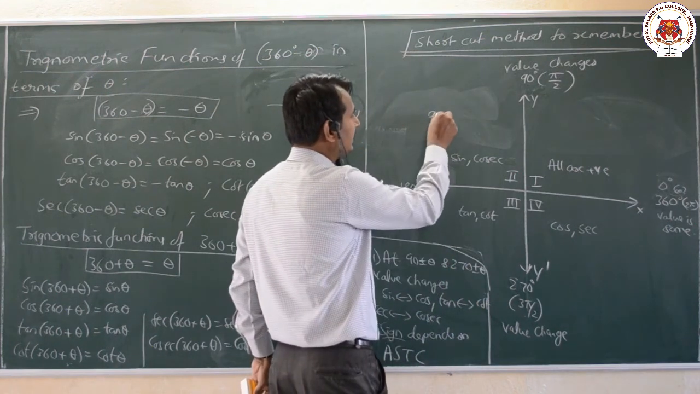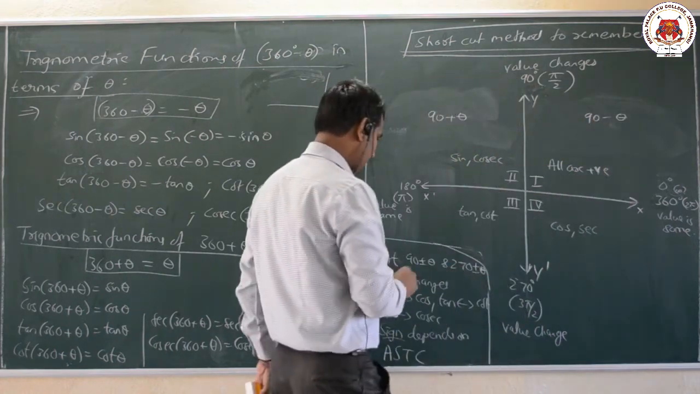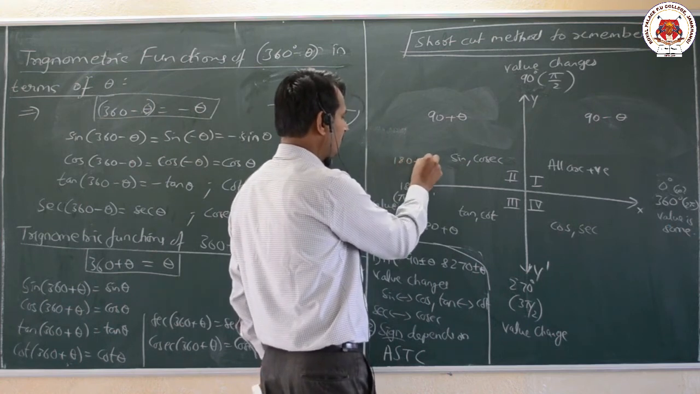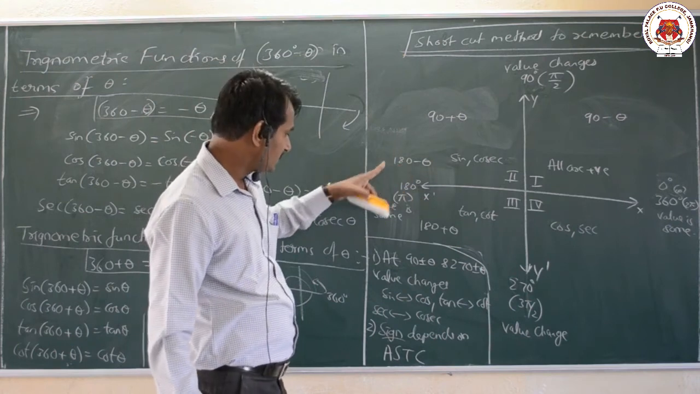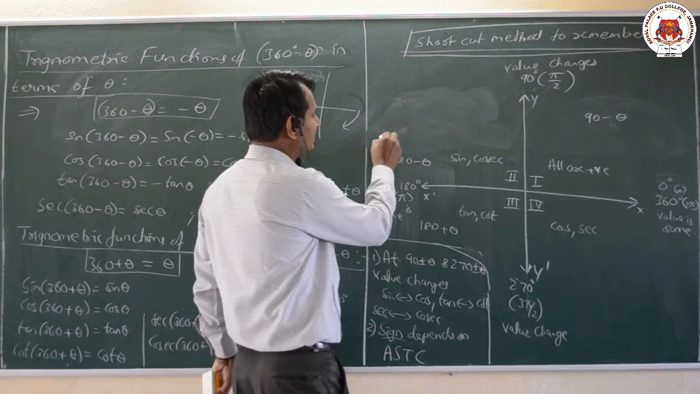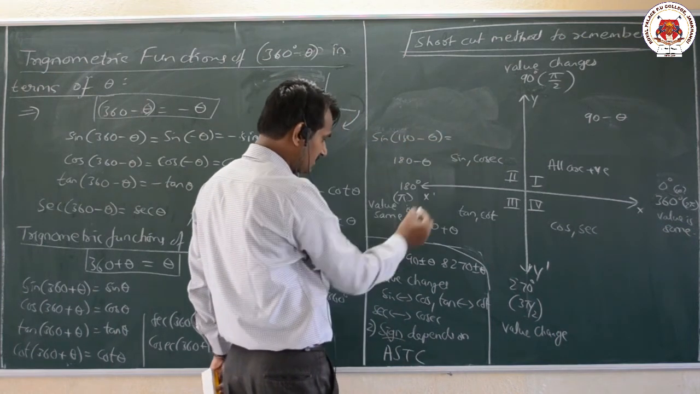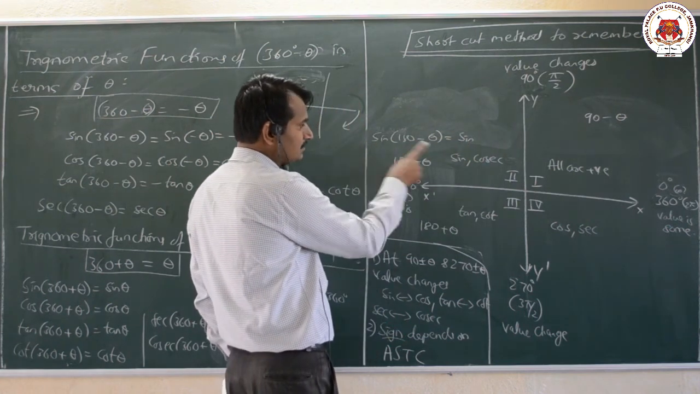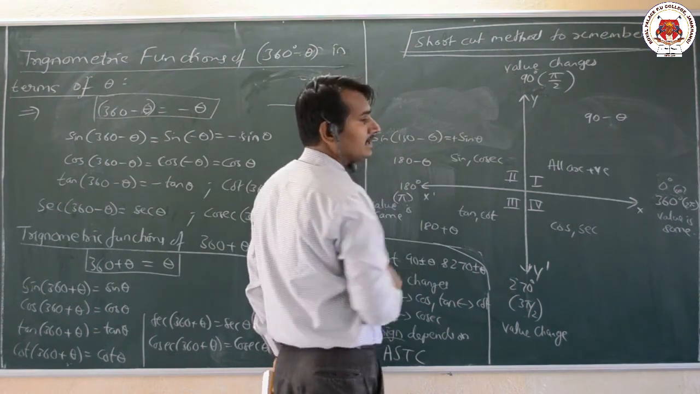Then we have 180 plus theta, and here we will have 180 minus theta. For 180 minus theta the value remains the same. That is, sine of 180 minus theta: the value stays the same, sine to sine only. Whether it is positive or negative in the second quadrant, sine is positive. What we get is sin theta.